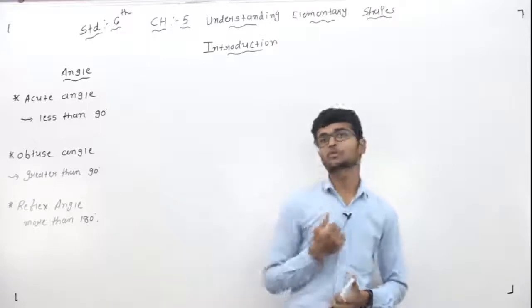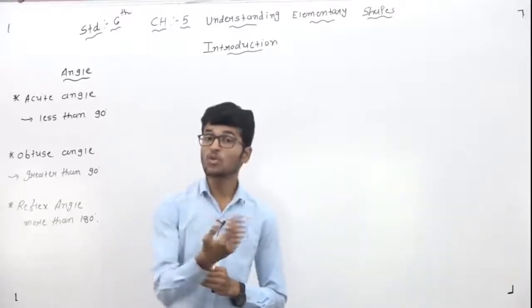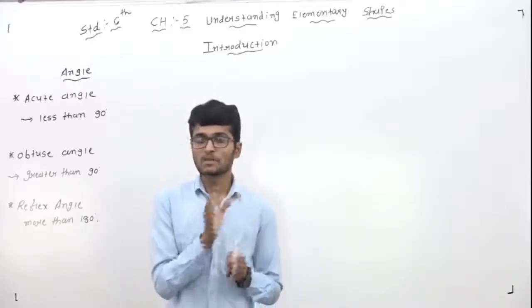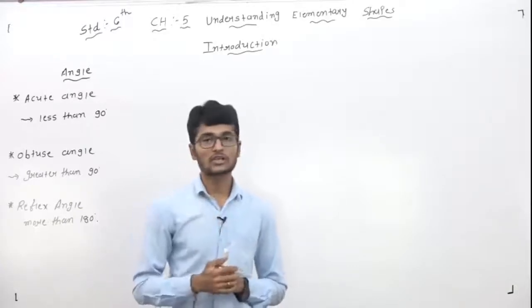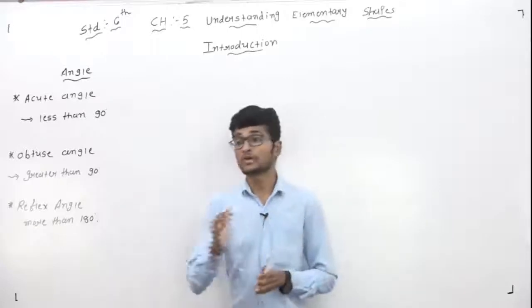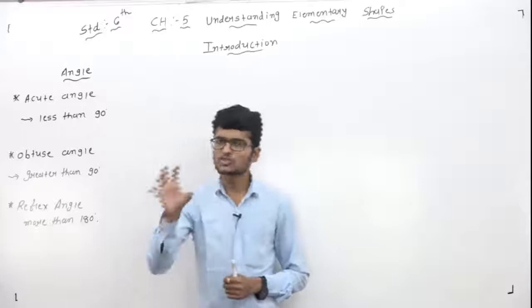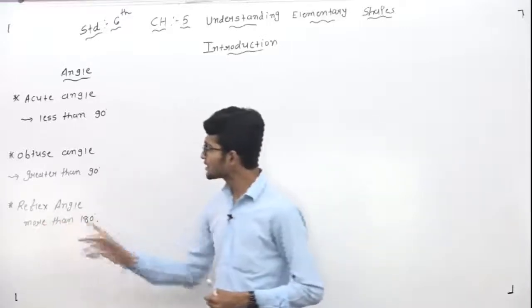And then after that, the obtuse angle. What is the obtuse angle? Obtuse angle means greater than, it means more than 90 degrees. More than 90 degrees means 120, 130, 125, 145, 127, 138, 129. So these all are obtuse angles. Understand?